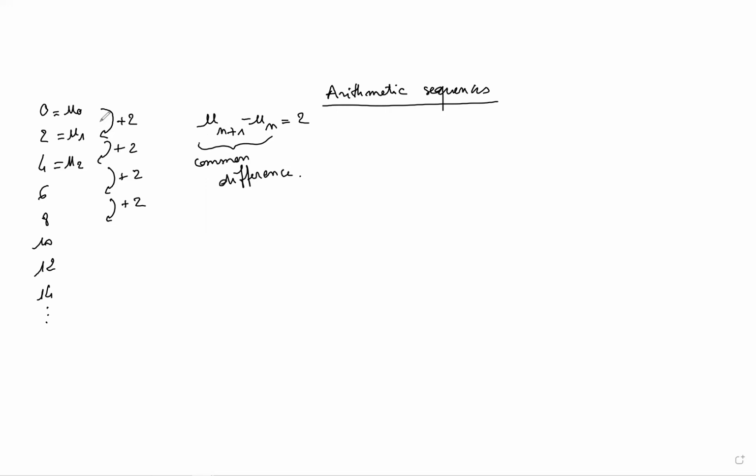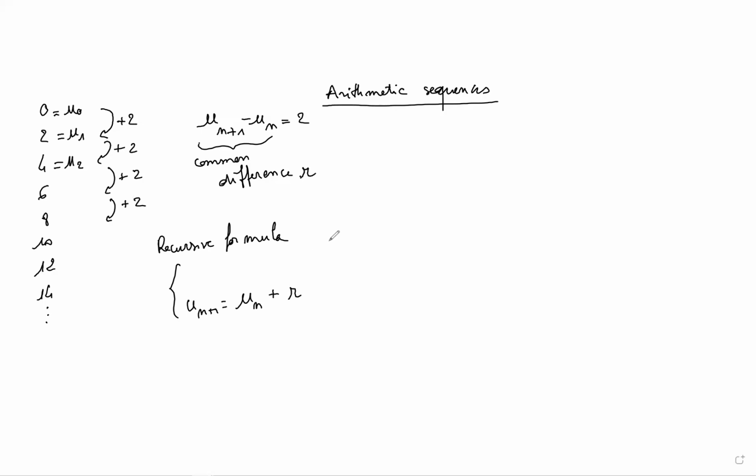If your sequence is like that, where you always obtain the next number by adding always the same common difference to the previous one, it's called an arithmetic sequence. The recursive formula for it is going to be that if you want the next number, you have to take the previous one and add your common difference, which is called R.